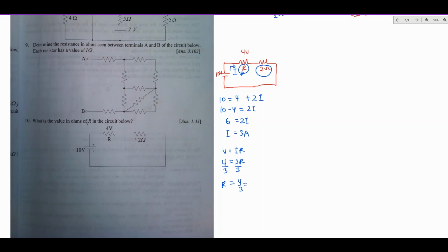Let's change that to the math and see. So 4 on 3 will give us a value of 1.333 ohms. Okay, 1.33 ohms. Let me rewrite this again. 1.333 ohms. So that will be the value of R in ohms.